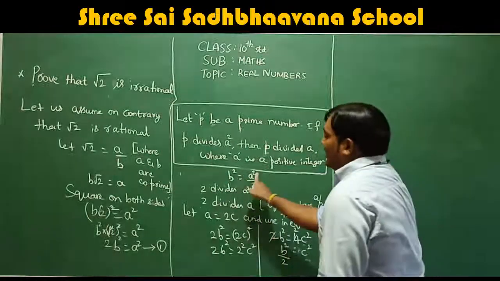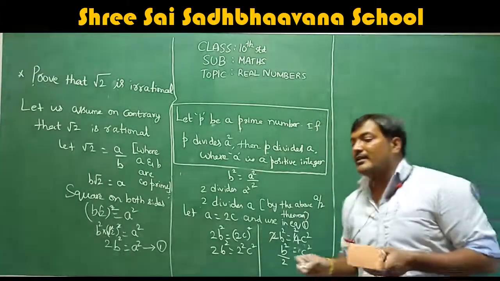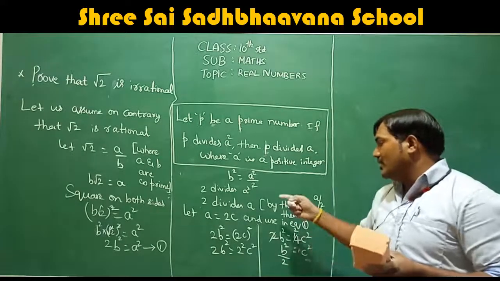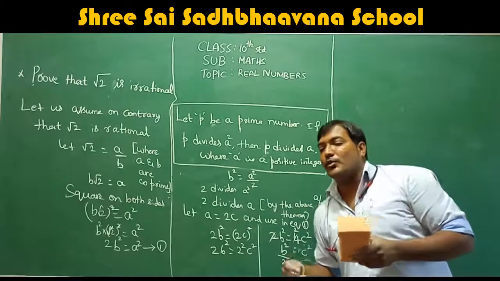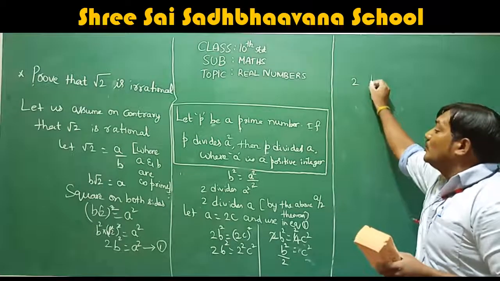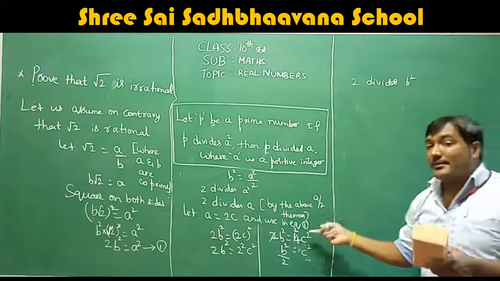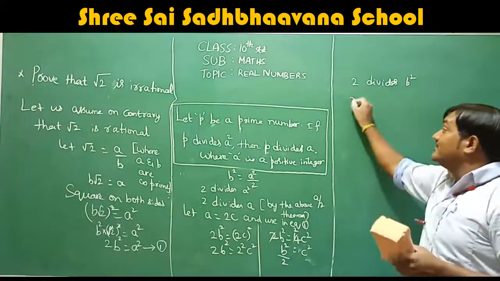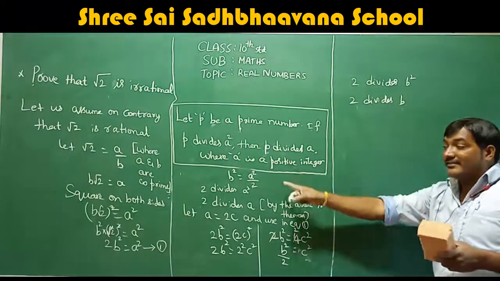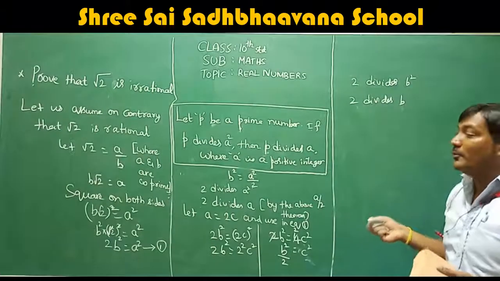Same as we got here. See, b square is equal to a square by 2. Here c square is equal to b square by 2. Correct? Here, can I write 2 divides a square also? Yes, we did that. Here, 2 divides b square also. See, b square is divisible by 2. So can I write 2 divides b square also? As it divides a square, similarly it is dividing b square. From the theorem, can I write 2 divides b also? As we said, 2 divides a square, so 2 divides a. Similarly, if 2 divides b square, 2 divides b also.